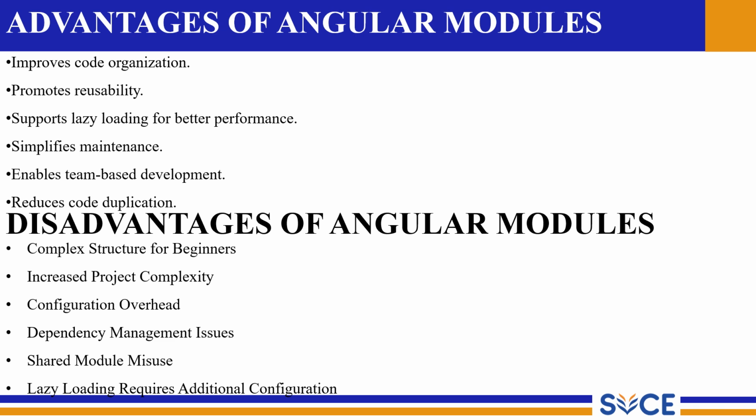And then it enables team-based development. Different developers or teams can work on different modules simultaneously without conflicts. Example, one team develops the user module while another develops the order module. Sixth one is it reduces code duplication. Common functionality is placed in a shared module and reused whenever needed. For example, a custom button component or date formatting pipe is created once and used throughout the application.